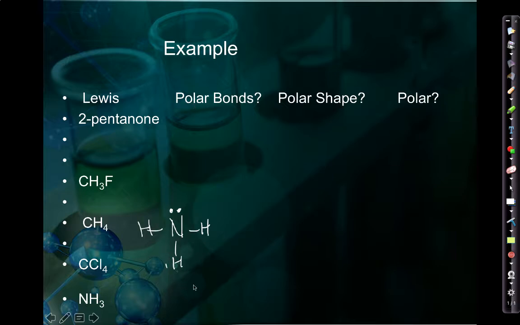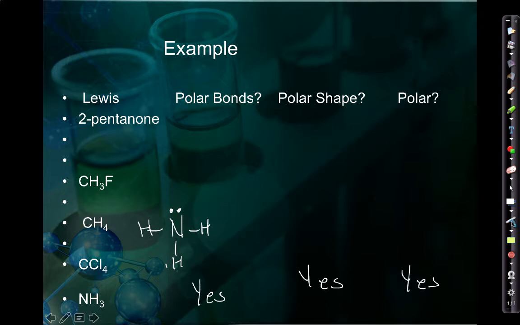Well, polar bonds, yes. Polar shape, well, we've got a lone pair and 3 bonding pairs, so that's going to be trigonal pyramidal. That is an asymmetrical shape. So is it a polar shape? Yes, it's asymmetrical. Is it polar? Yes. That's why you have to draw these Lewis structures, especially when you have a structure like this.